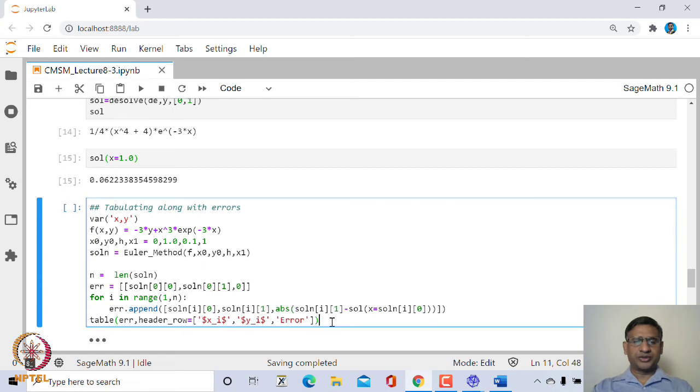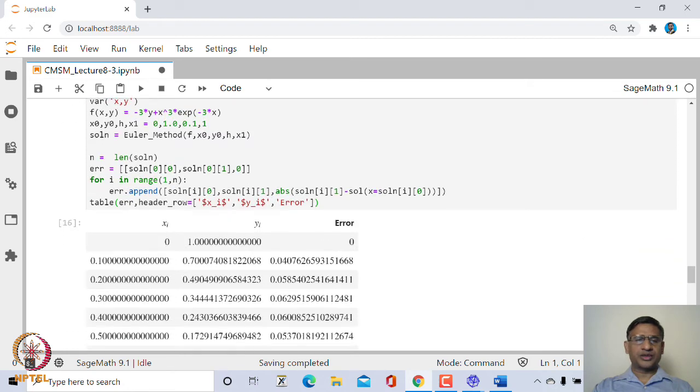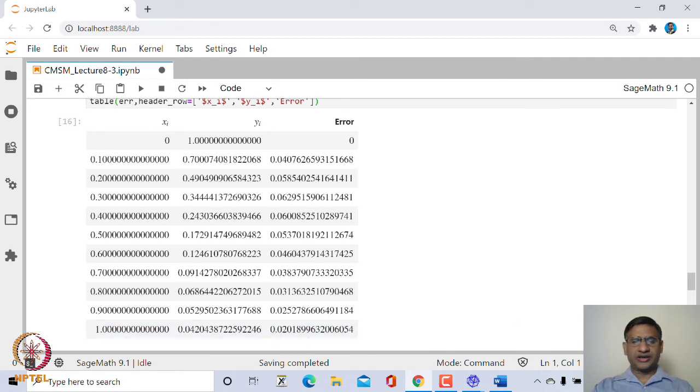and after that you print this using a table. So here we have xi, yi and these are the errors. So you can see here in this case there is quite a bit of error, in this case almost 2% error here, right.